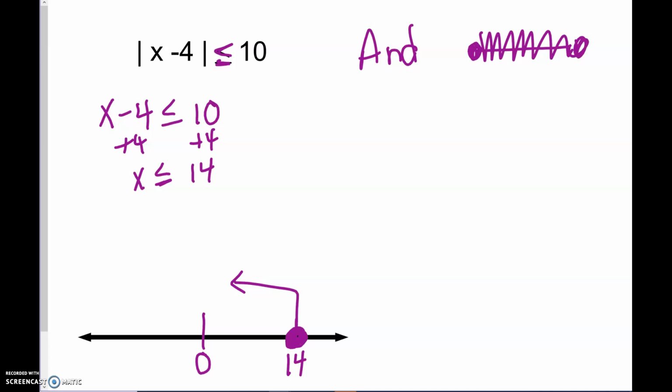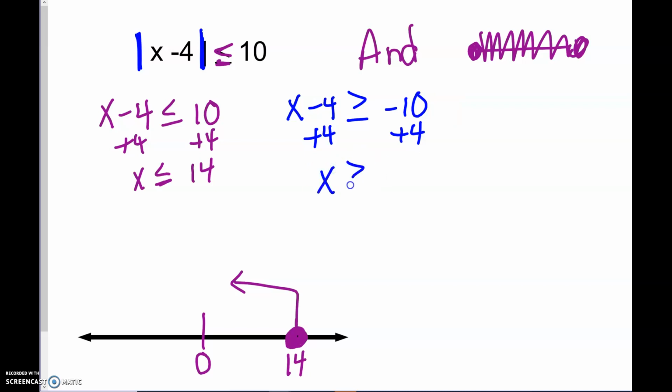Okay, second case, because it's already absolute value, I can go x minus 4. Remember, flip the sign and make that negative. So I'm going to add 4, add 4, so x is greater than or equal to negative 6. So down here to negative 6, line underneath, equal to, so closed in. And it says any number is greater than, so we shade bigger, and see how those two are going to be crossing?